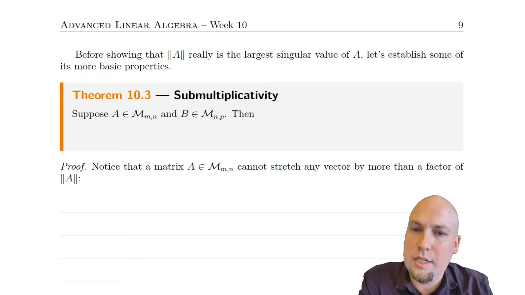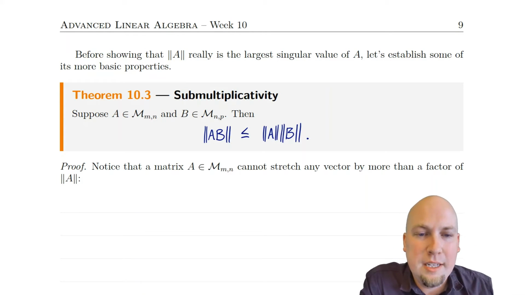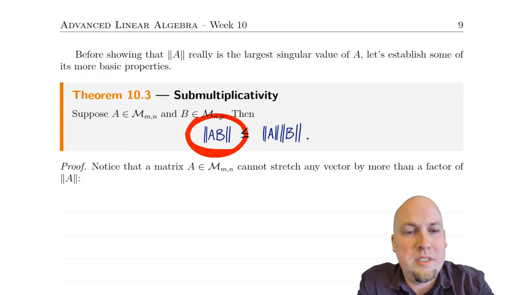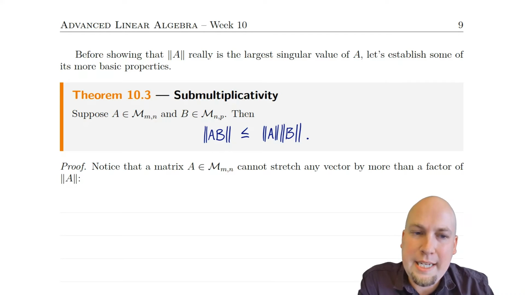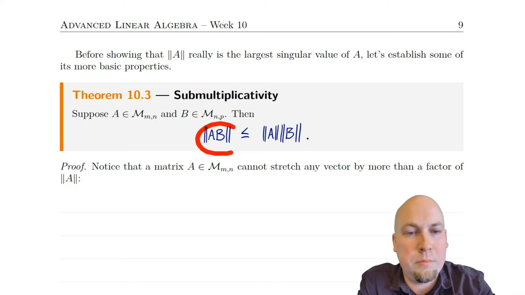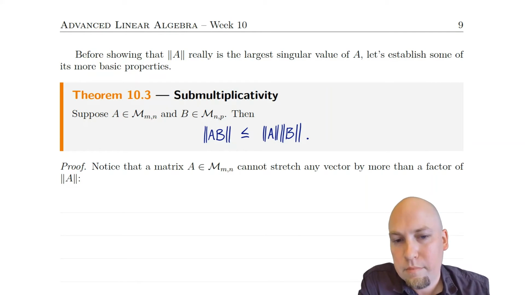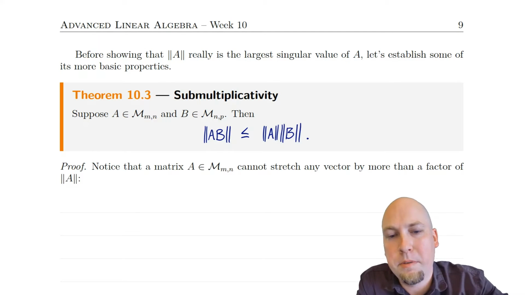The first one is called submultiplicativity. It says if you have any two matrices and you multiply them together, then the resulting operator norm is never going to be any bigger than the product of the original operator norms. So the operator norm of a product is less than or equal to the product of the operator norms. So where does this come from? How do we prove this here?